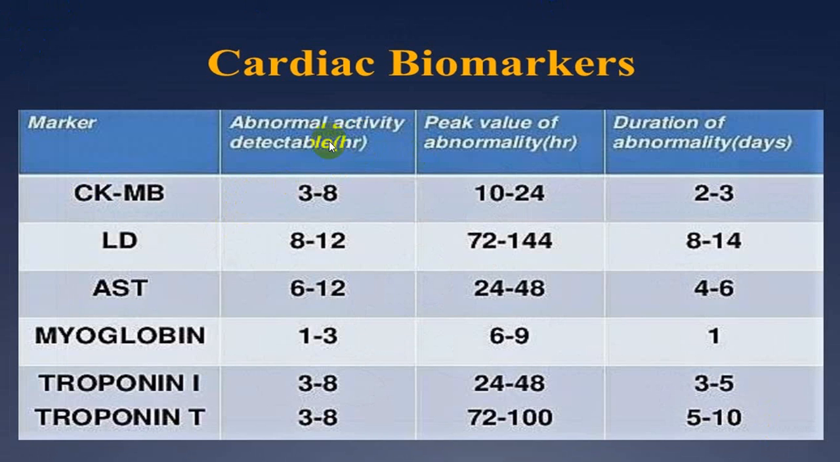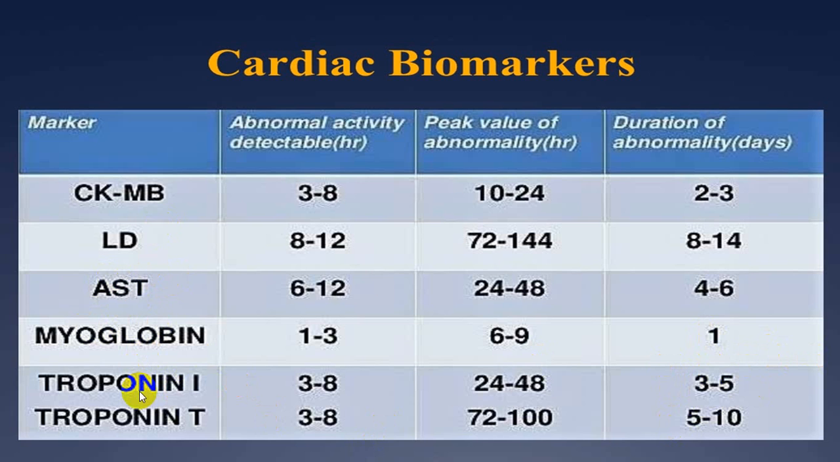What will be the duration of abnormality, and the peak value of abnormality and its duration? CPK-MB will be elevated for 2 to 3 days, while myoglobin will be for 1 day. Troponin will be from 3 to 5 days. Usually we do troponin I, so it is for 3 to 5 days. So this is the most common investigation which is being done. Usually we don't do AST.